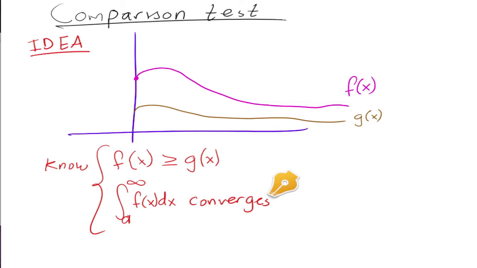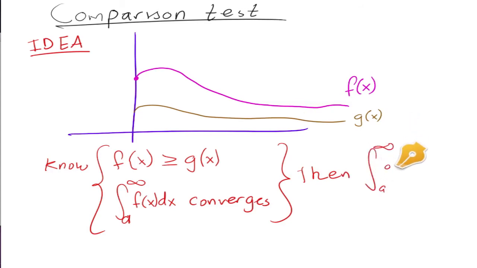Then what could you say about the smaller function? It's also going to converge. It would also have to converge, right? So this function f is always bigger than g, and you know that the bigger function converges, well then the one that's always smaller than it has to converge. Does that make sense? Just the idea of it? So then the integral from a to infinity of g of x dx converges.